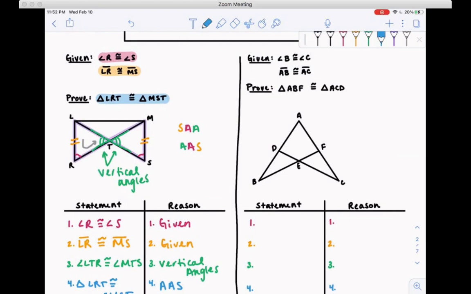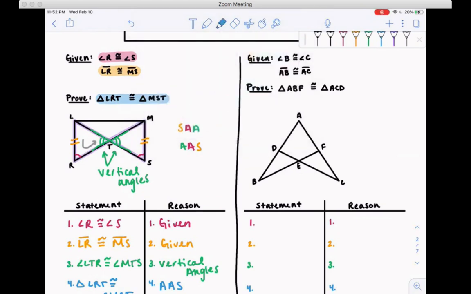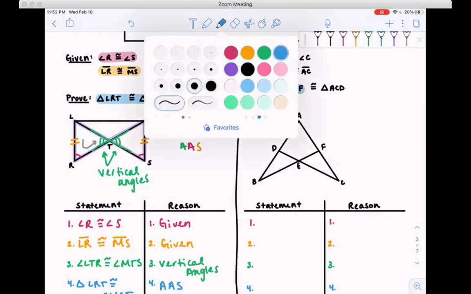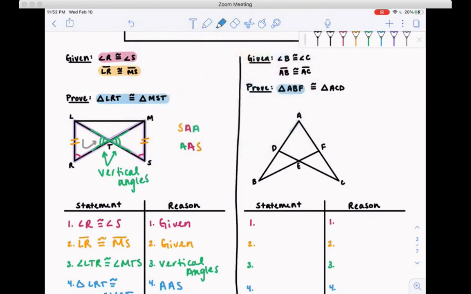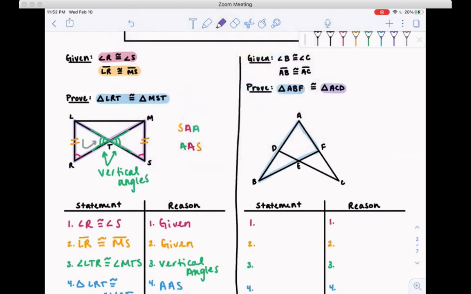Okay, again, we have multiple triangles in this diagram, so let's orient ourselves to the triangles that we're trying to prove are congruent to each other. So the first triangle that we're looking at is triangle ABF. So let's find that. A to B to F, that's this triangle here. And then the second triangle is triangle ACD. So A to C to D.